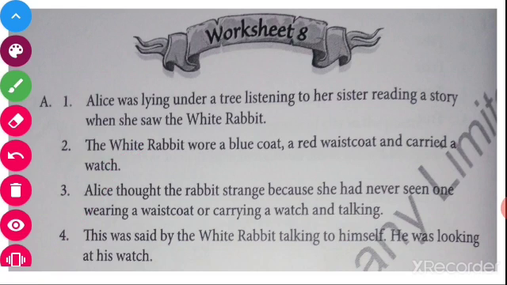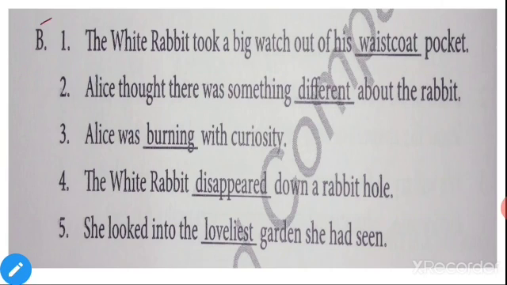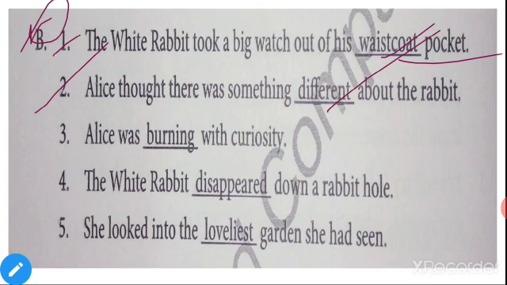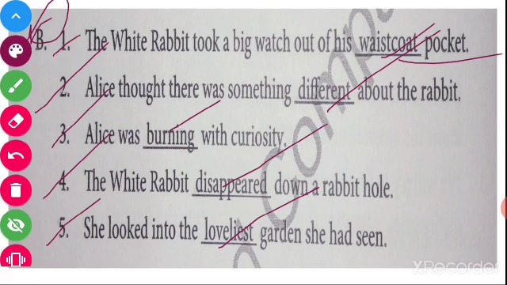And then next, fill in the blanks for you. Exercise B, filling the blanks. Here, first one, the white rabbit took a big watch out of his waistcoat pocket. Okay, here answer is waistcoat. Then second one, Alice thought there was something different about the rabbit. Here answer is different. Then third one, Alice was burning with curiosity. Here answer is burning. Then fourth one, the white rabbit disappeared down a rabbit hole. Here answer is disappeared. Then fifth one, she looked into the loveliest garden she had seen. Then answer is loveliest. Okay, children, write neatly.